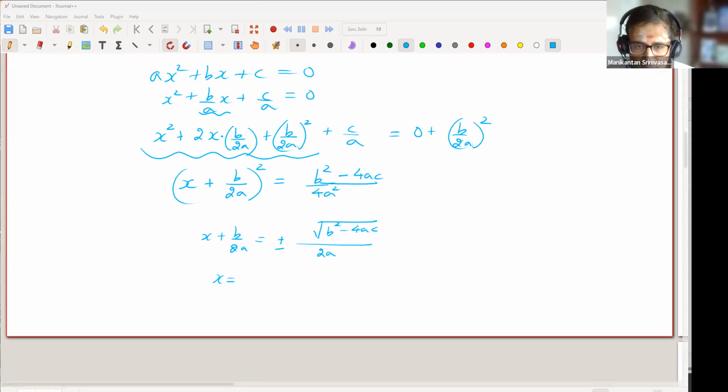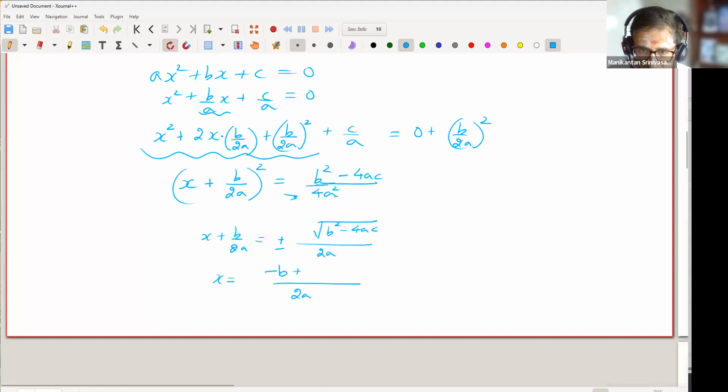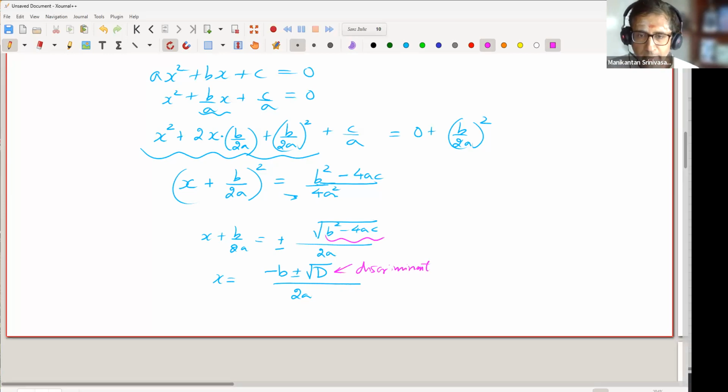And therefore, it's x equal to minus b by 2a plus or minus square root of b square minus 4ac whole upon 2a. So this b square minus 4ac is what is always at the center of attraction. This is called the discriminant, right? So minus b plus or minus square root of D whole upon 2a.